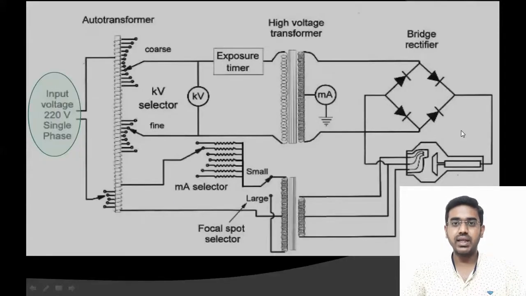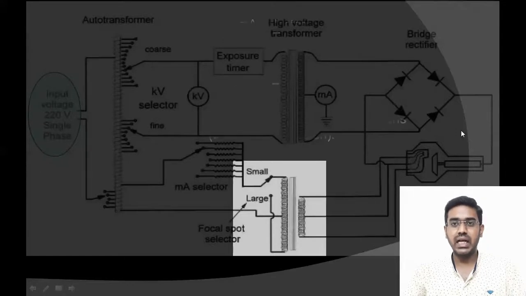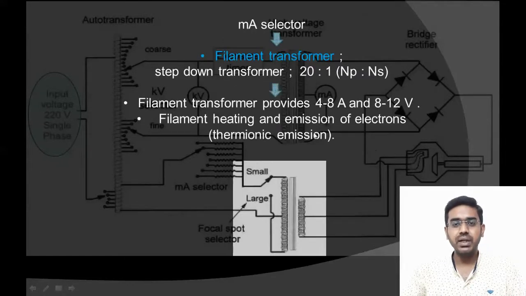Next to the MA selector we have the filament transformer. The filament transformer is a step down transformer with a turns ratio of approximately 20:1. It reduces the voltage and increases the current. This step down power goes into the filament. With this filament current, the filament starts heating and emits electrons. This process is called thermionic emission.